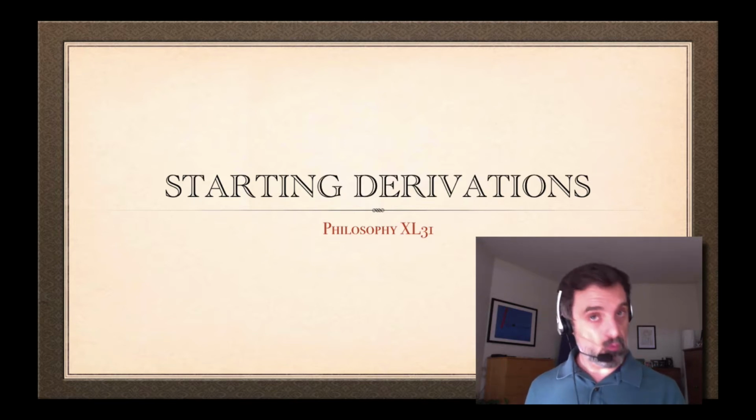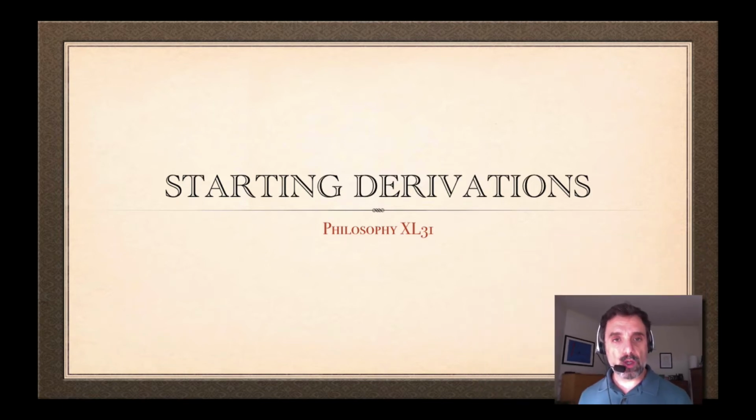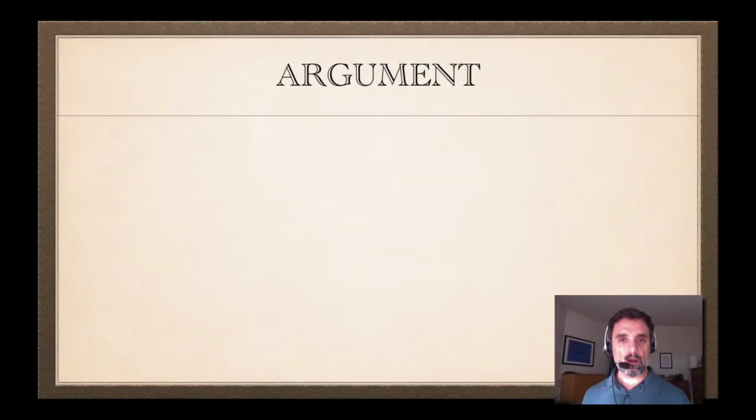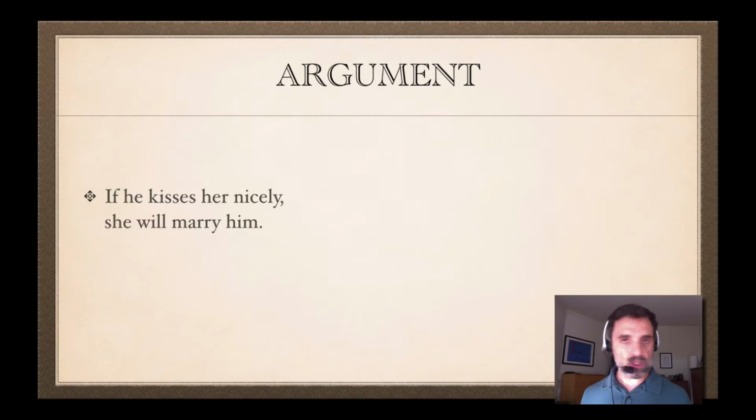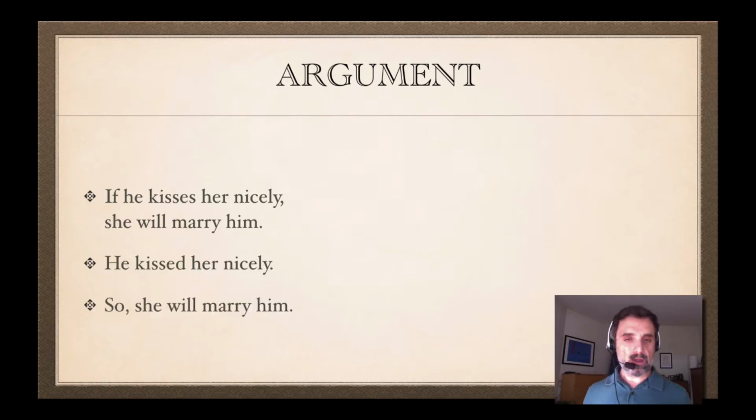But we'll start with just what are they? What are derivations? So remember in the first scenario that we looked at in the airport, we have this argument: if he kisses her nicely, she will marry him. He kissed her nicely, so she will marry him.